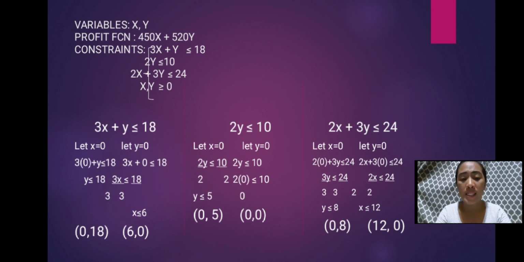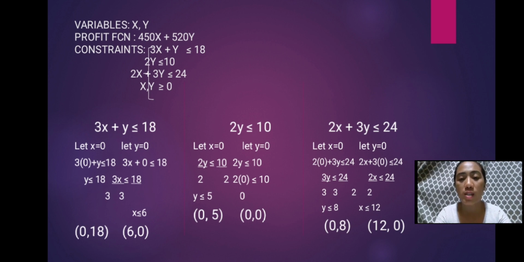Then we let Y equal 0. So 2Y greater than or equal to 10. So 2 times 0 greater than or equal to 10. So we don't have X, so the answer is 0. So for 2Y greater than or equal to 10, our points are (0, 5) and (0, 0).